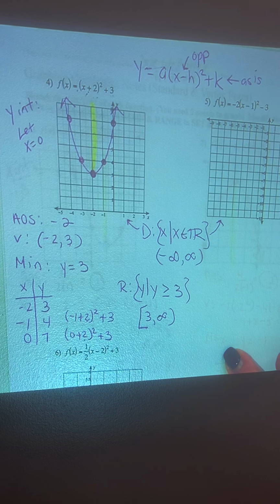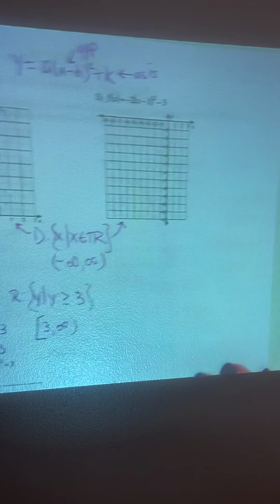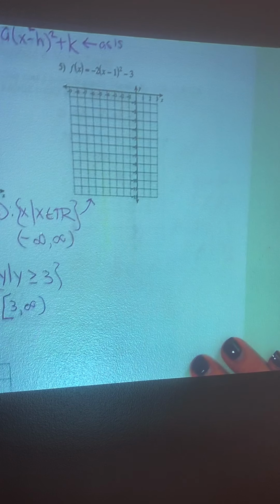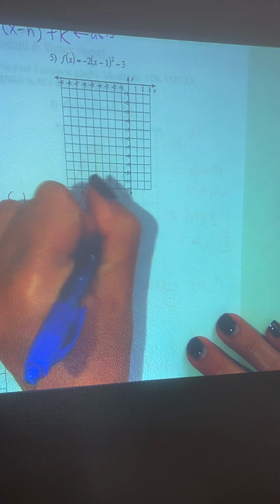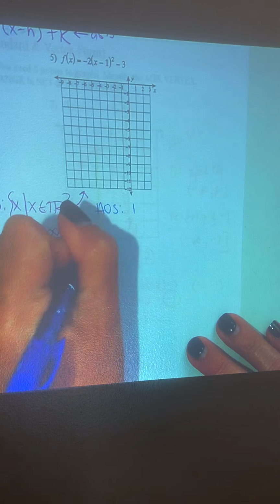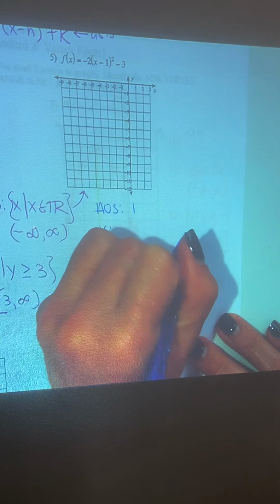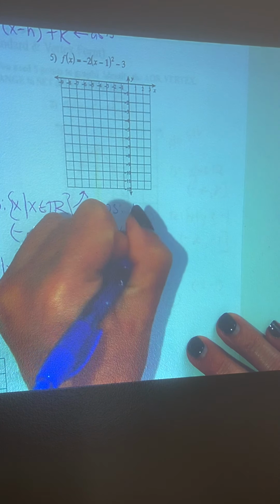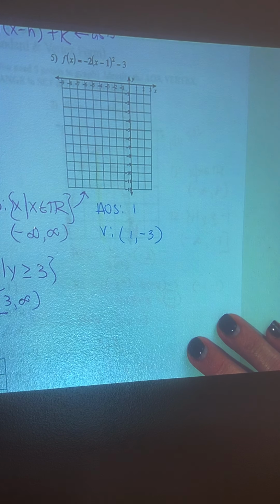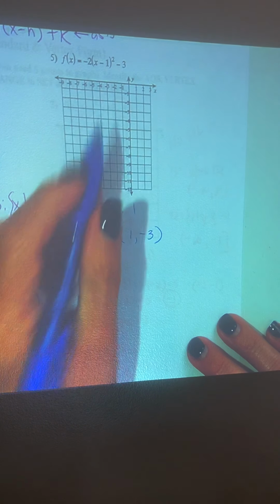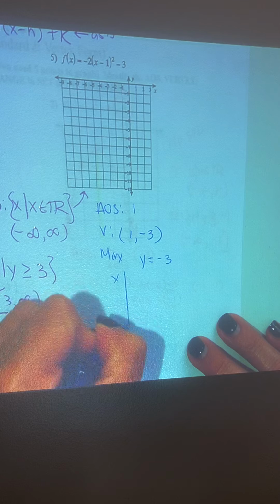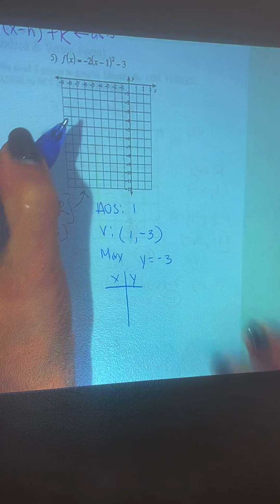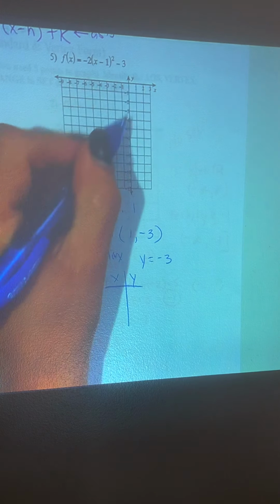All right, next. Okay, axis of symmetry is 1, taking the opposite. Vertex, 1, -3. All right, this is going down, so it's a max, and it's y equals -3. Let's make an xy table. Okay, before we do that, 1, -3. 1, -3.